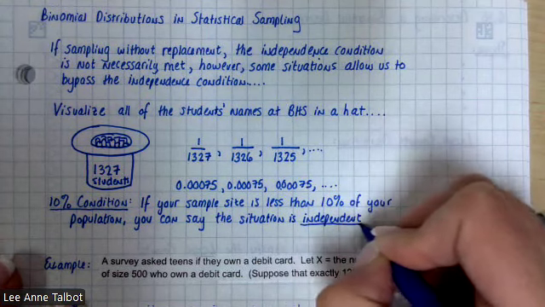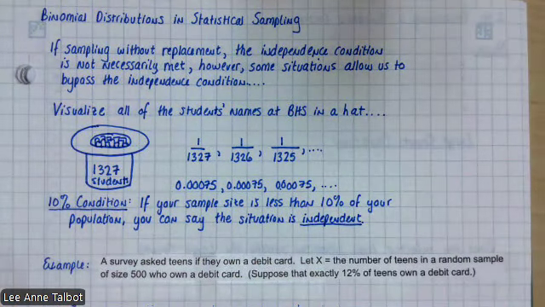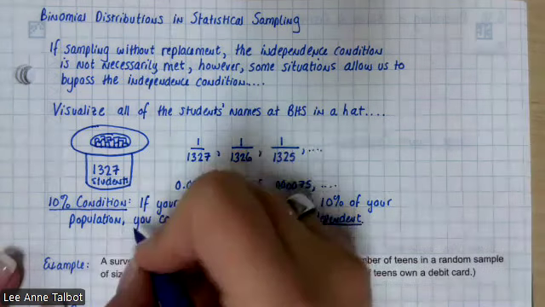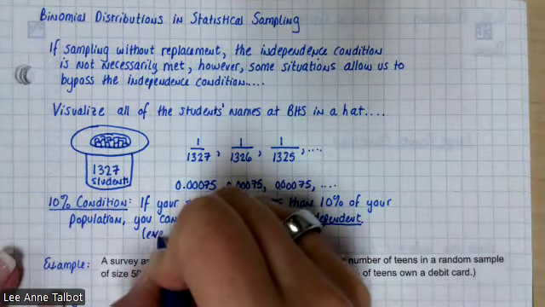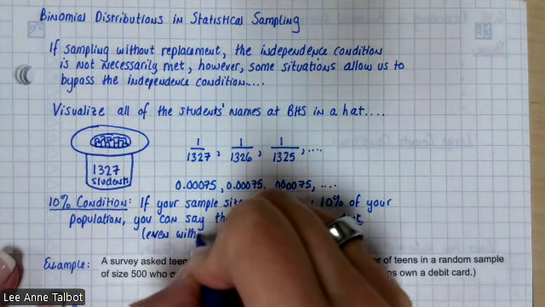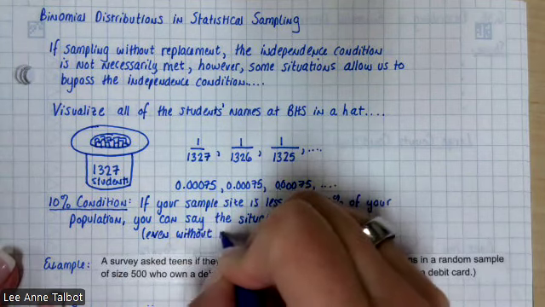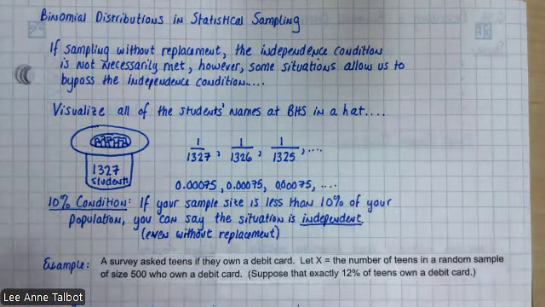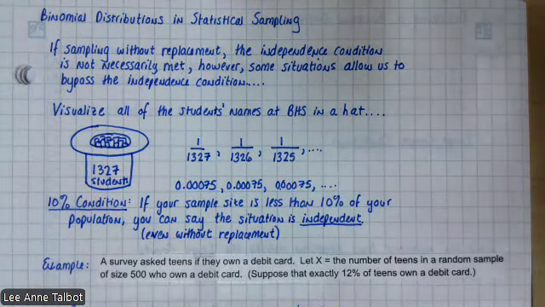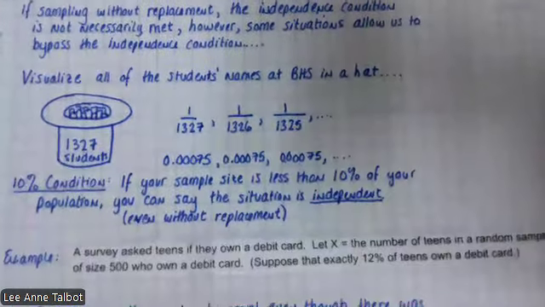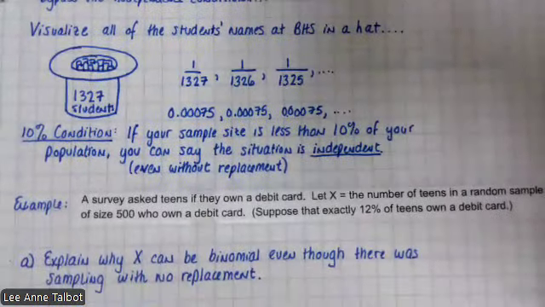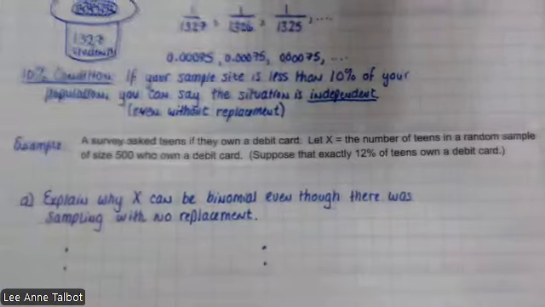You can say the situation is independent, even without replacement. So you're sort of cheating, except how different are the numbers really? Not that different.